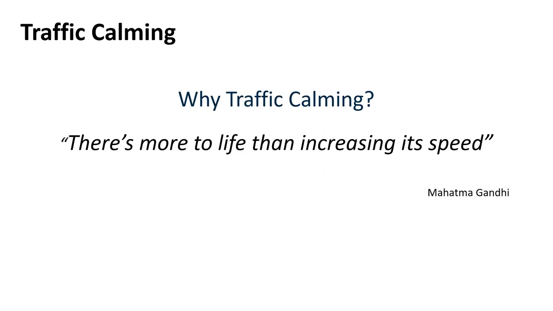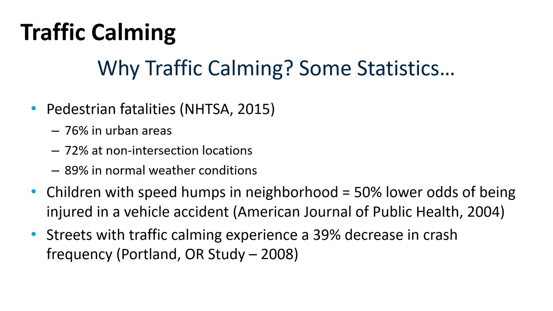So why traffic calming? According to Mahatma Gandhi, there's more to life than increasing its speed. So there's more things important than just keeping things moving fast, or in the traffic world, in high volume. So pedestrian fatalities, this is from 2015. 76% of pedestrian fatalities are in urban areas. Yes, probably because that's where most people live. 72% are at non-intersection locations. So they were not crossing at an intersection. They're walking along the road, they get hit, or they're cutting across mid-block. So those are very dangerous locations.